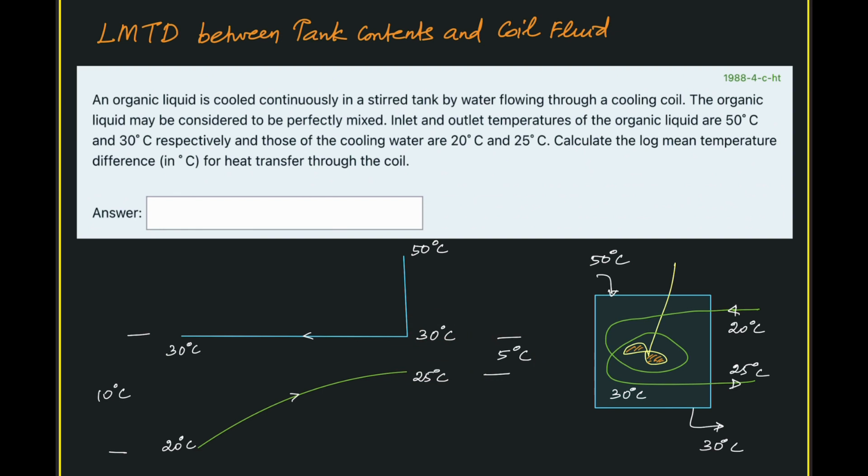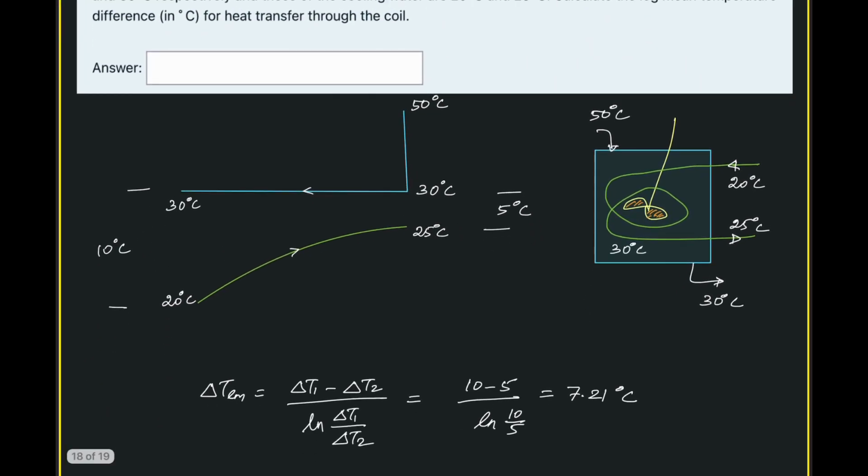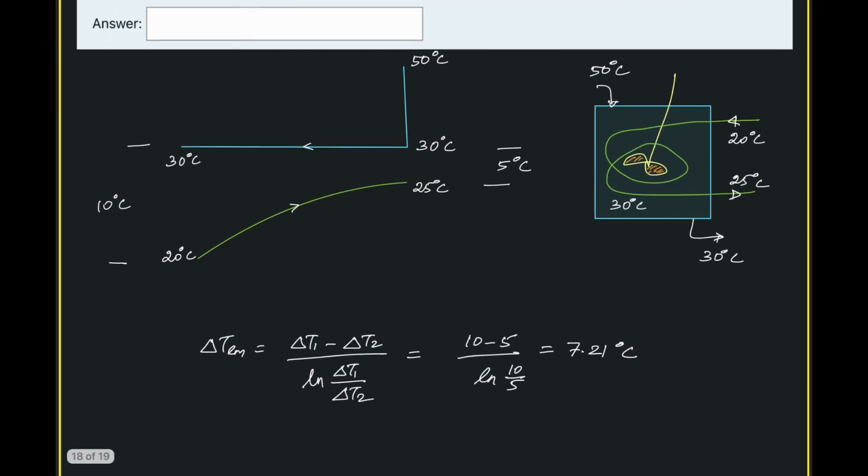If you mistakenly do not consider this sudden change in temperature, you would simply use this delta T of 50 minus 25, that is, 25 for this end, and of course 10 degrees Celsius for the other end. So the delta T mean will be estimated to be a higher value, whereas the actual delta T in this stirred tank vessel cooled by a coil fluid has a sudden change in temperature for the tank fluid and a progressive change in temperature for the coil fluid.